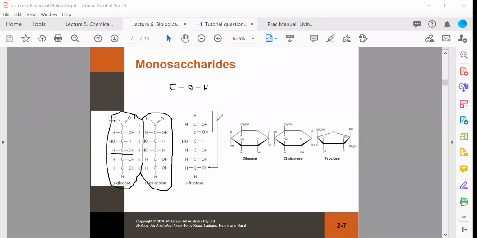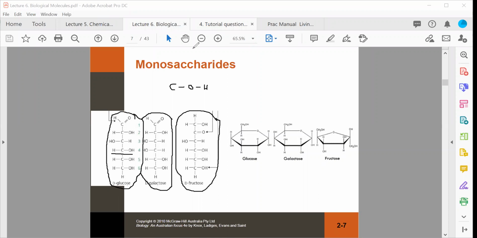All right, what about this one? Fructose. Also a very common monosaccharide. The difference here is very obvious, because we can see that instead of the carbon-oxygen double bond being on that first carbon, it's here on the second carbon. Quite different, in fact.